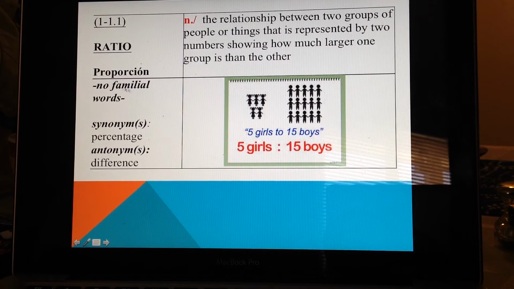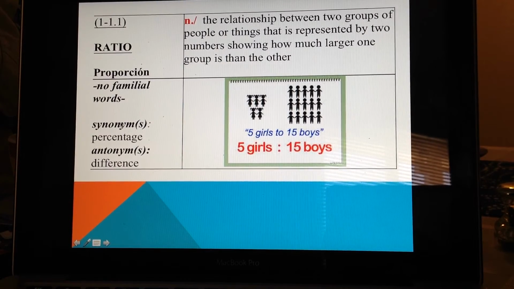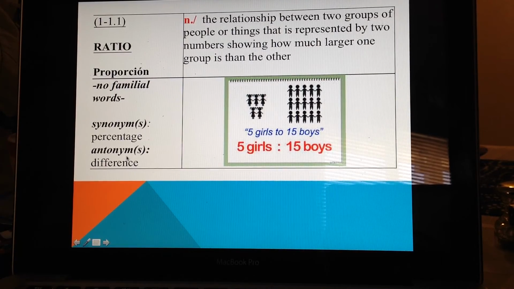Looking back. So for this word, we have no familiar words. So we won't have to worry about these. Okay? But we do have synonyms and antonyms. Synonyms, if we recall, are different words that have the same definition or meaning to the word that you're using. In this case, a substitute word, a word that you can use instead of ratio when you're writing, can be percentage. Percentage. Antonyms are the opposite. In this case, the opposite or the antonym of ratio is difference. The difference.